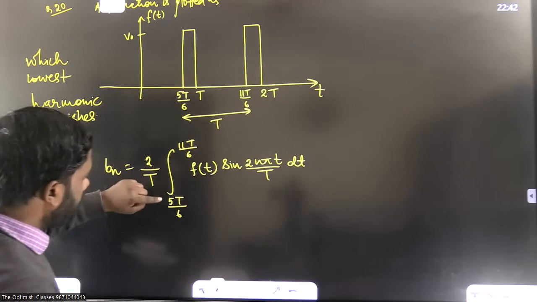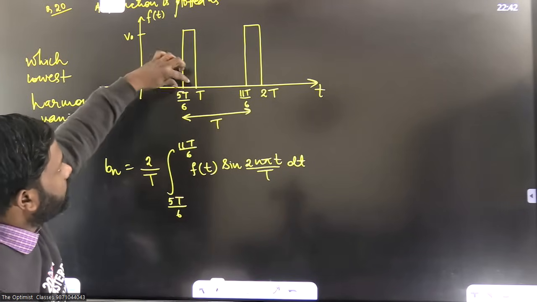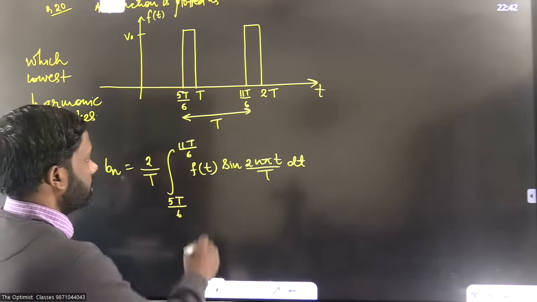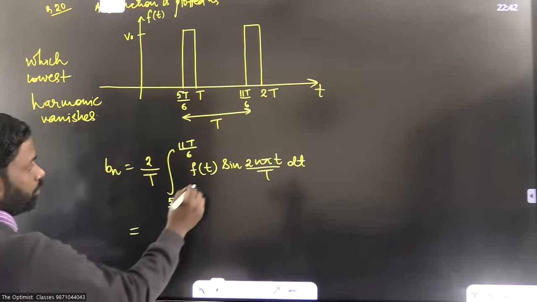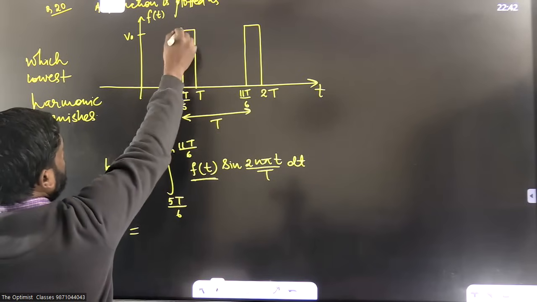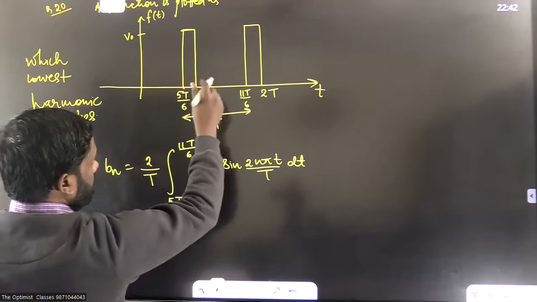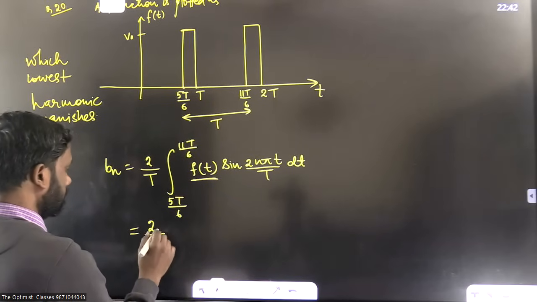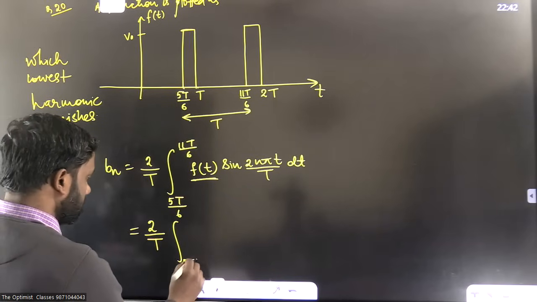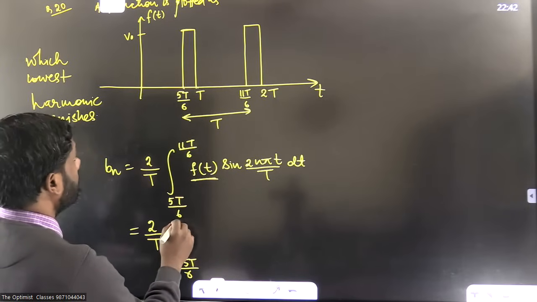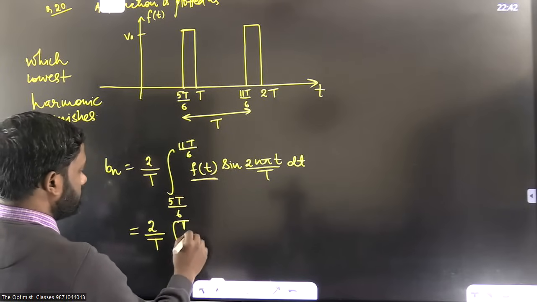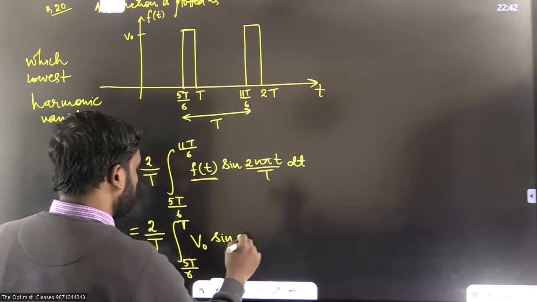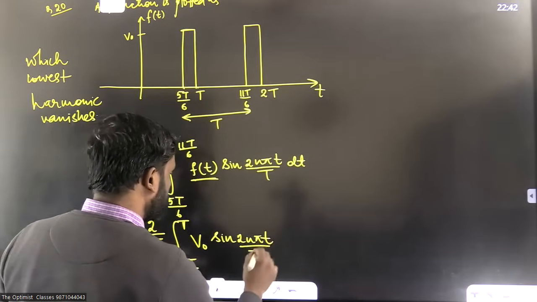But when you integrate from 5T by 6 to 11T by 6, see this function is non-zero only from this to this limit, and after that it is 0. Therefore we'll put the function equal to V naught in this interval, and in the rest of the interval it is 0, so we don't have to write for that interval. So here we write 5T by 6 to 11T by 6, and the function is V naught in this interval, and here we have sin 2n pi small t divided by capital T, dt.